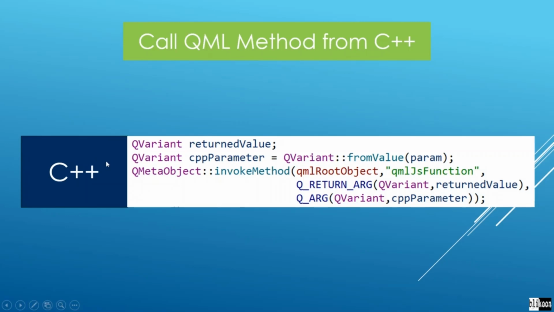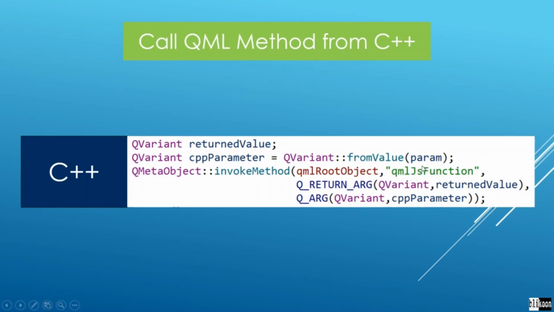On the C++ side, you define two things. One is the return value that you expose as a QVariant type. There's also the parameter or parameters that you're going to pass to the JavaScript function. And then you say QMetaObject invokeMethod. You pass in the root object where that JavaScript function is defined in the QML tree. Don't worry if you don't understand this, you're going to see how we do it.